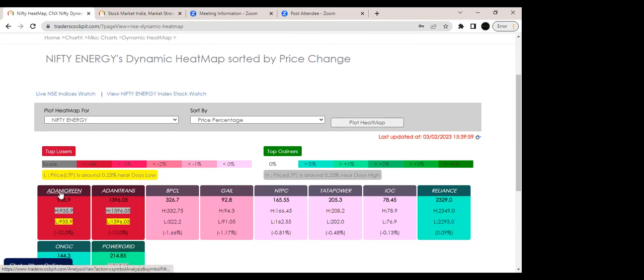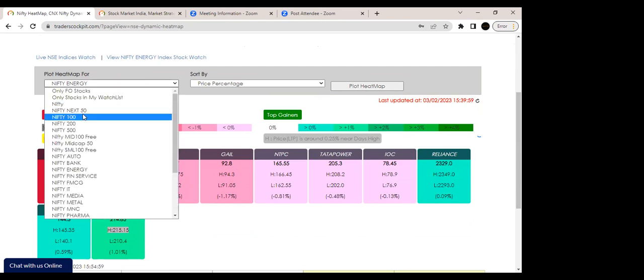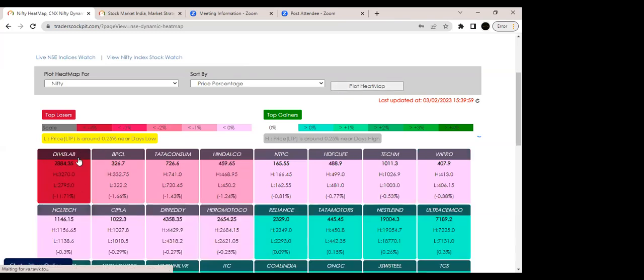In that, the top losing companies are Adani Green and Adani Trans, and the remaining you can see in blue or green color. The green color stocks are the gainers of that particular day, and the red color coding is the losers of that particular day. Like this, you can see Nifty 50 also. If you select Nifty and click on plot heat map, the highest red color coding is the top loser of that particular time.